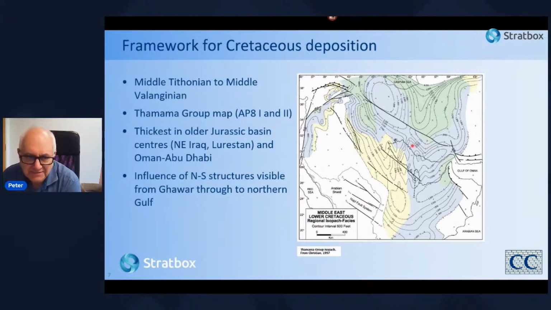This is an isopach map for the Thamama group, which includes the AP8 sequence with supersequences 1 and 2. And the thickest Cretaceous is found in older Jurassic basin centres, for example, northeast Iraq and Luristan, and in Oman, Abu Dhabi area in the southern part of the Gulf. And we can see the existing influence of structures, for example, the Qatar Dome, the Gawa structure, and the Burgan High controlling isopachs in the Cretaceous.